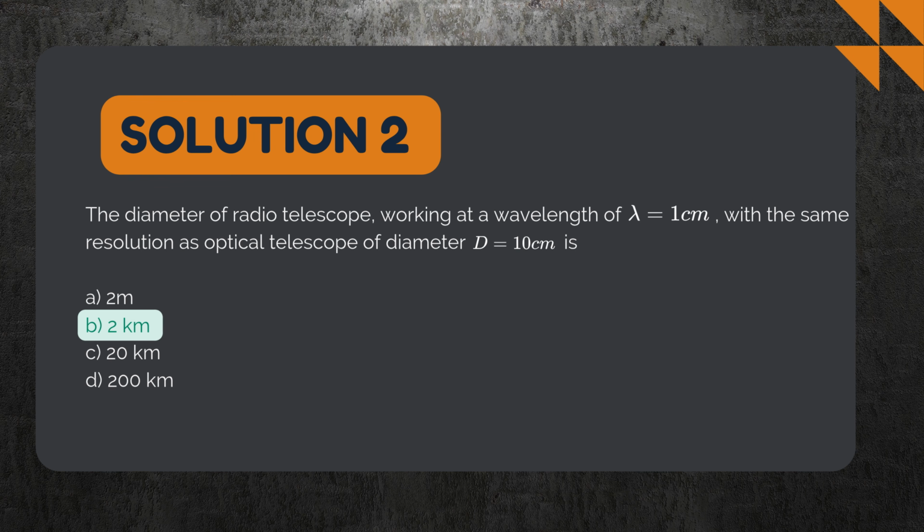Radio wavelengths are so much longer that to get comparable sharpness, you need a telescope that's thousands of times larger. Hence, radio astronomy usually uses interferometry to simulate extremely large apertures.